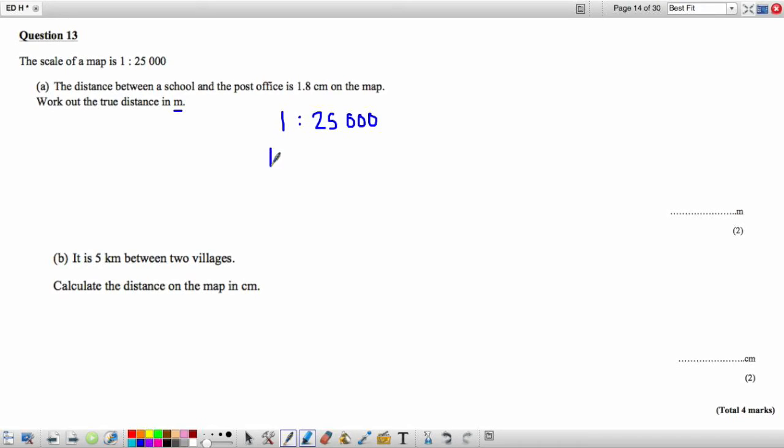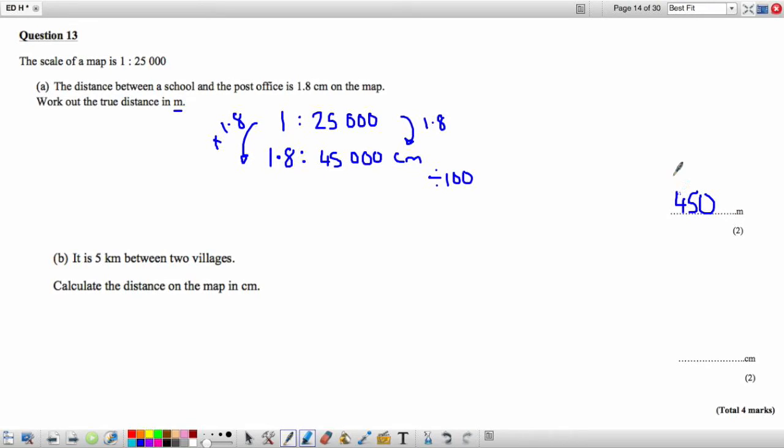If you start here with centimetres on the left hand side, then we're going to have here on the right hand side also centimetres. So 1 to 1.8 we multiply by 1.8. Taking your calculator, you do the same to the right hand side. That gives us 45,000 centimetres. To convert that to metres, we divide by 100. So therefore, the true distance is 450 metres.